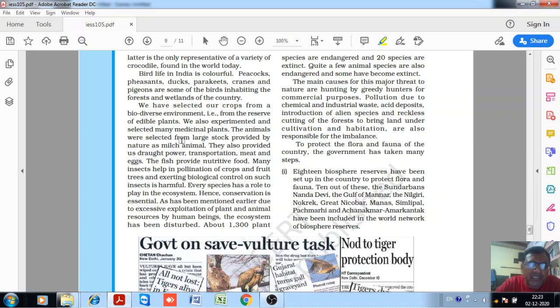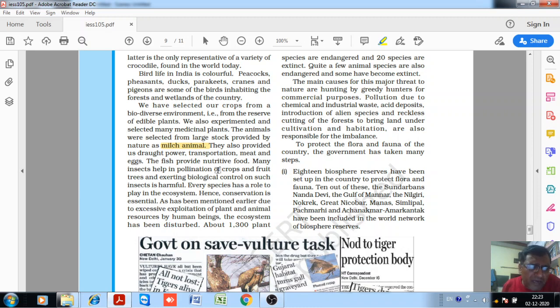We eat those plants. We also experimented and selected many medicinal plants. The animals were selected from a large stock provided by nature as milch animals, which provide us milk. Those animals are called milch animals. So we have selected buffaloes, cows, we have selected neem, tulsi, kikar, babool, all for our purposes. We have selected rice, pulses, maize. We have selected some fruits for our livelihood, for our survival.